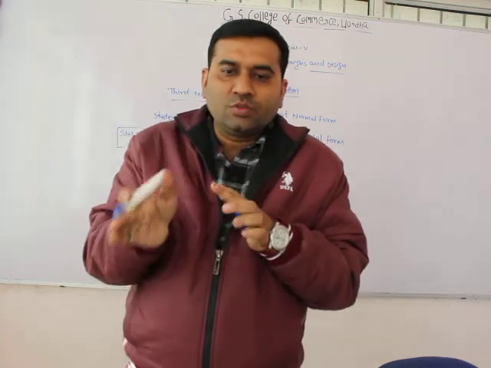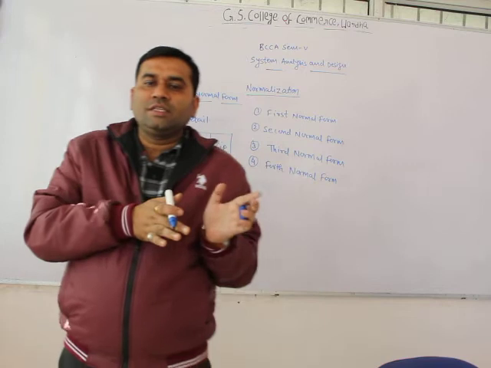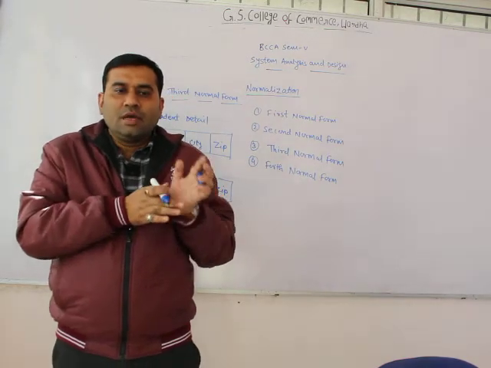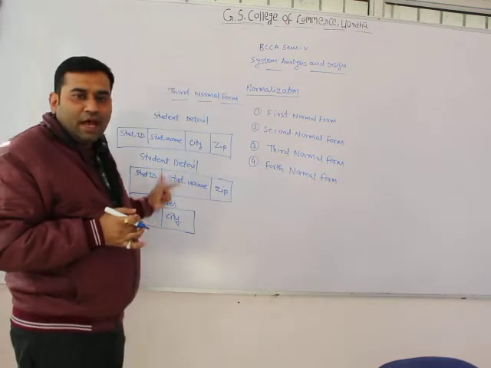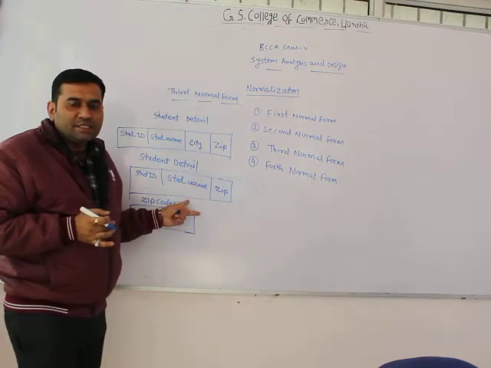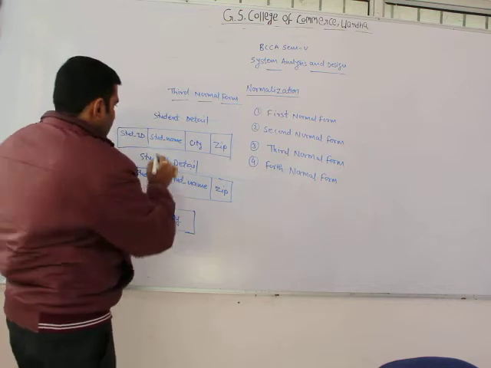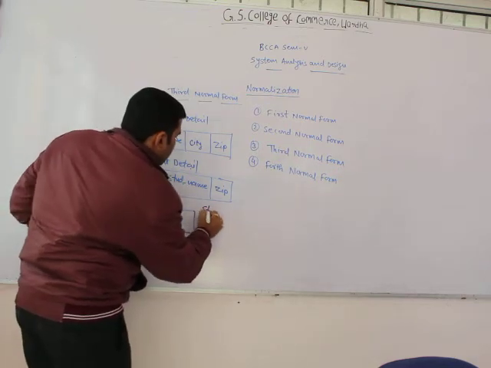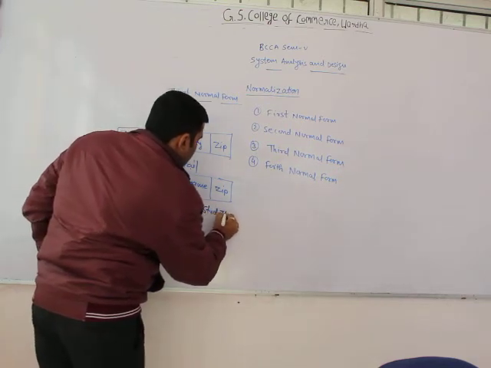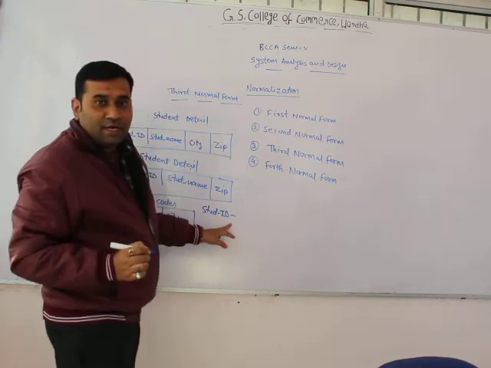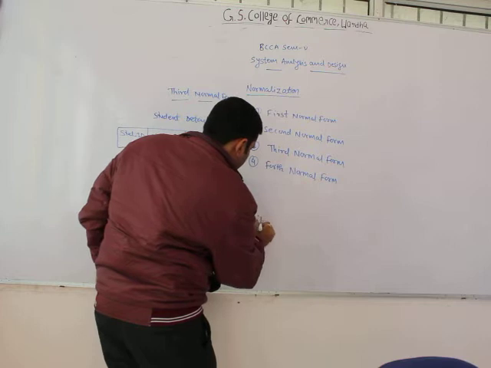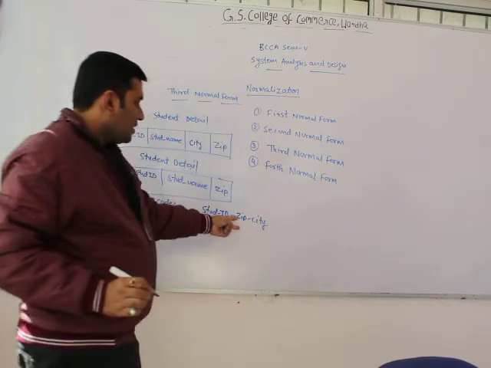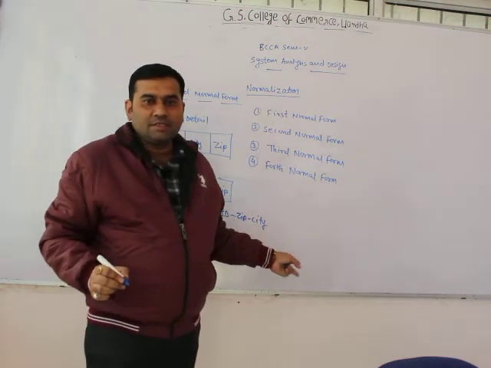Zip is not a super key, nor is city a prime attribute, and additionally, with student ID, zip and their city, there exists a transitive dependency. Student ID, their zip and the city: this is the transitive dependency.